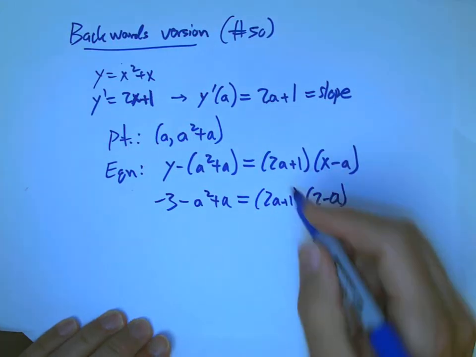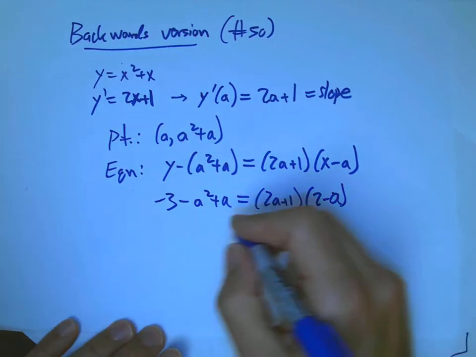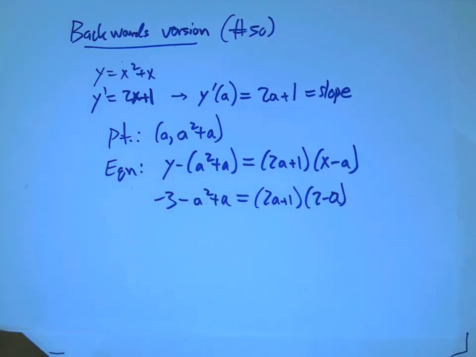So I'm going to plug in minus 3 minus a squared plus a equals quantity 2a plus 1 times 2 minus a. I'm plugging in 2 for x and minus 3 for y. And I'll continue this in the next installment.